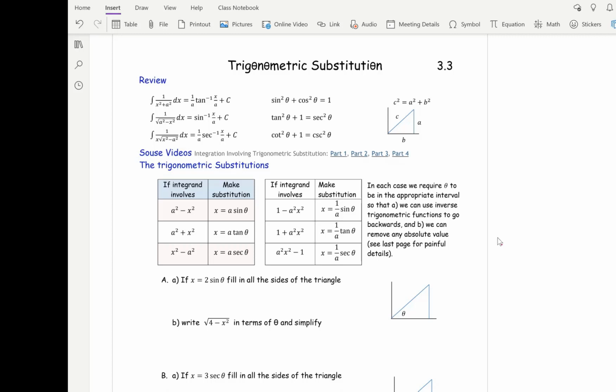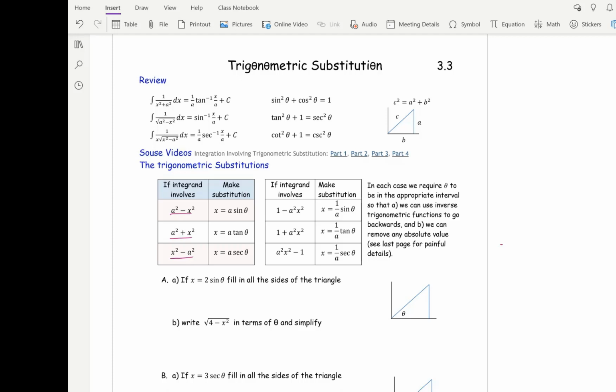This is section 3.3 on trigonometric substitution. Here's a table of the trigonometric substitutions you'll make if your integrand involves a squared minus x squared, a squared plus x squared, or x squared minus a squared. You don't have to memorize this table, by the way.